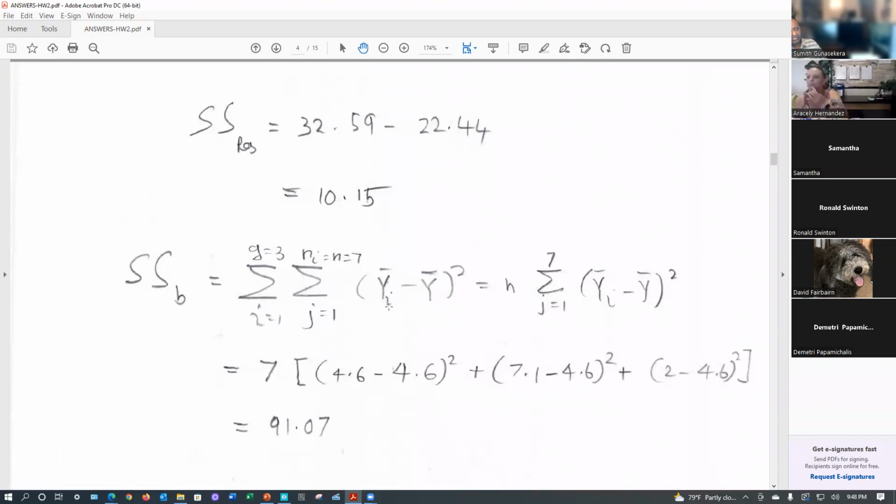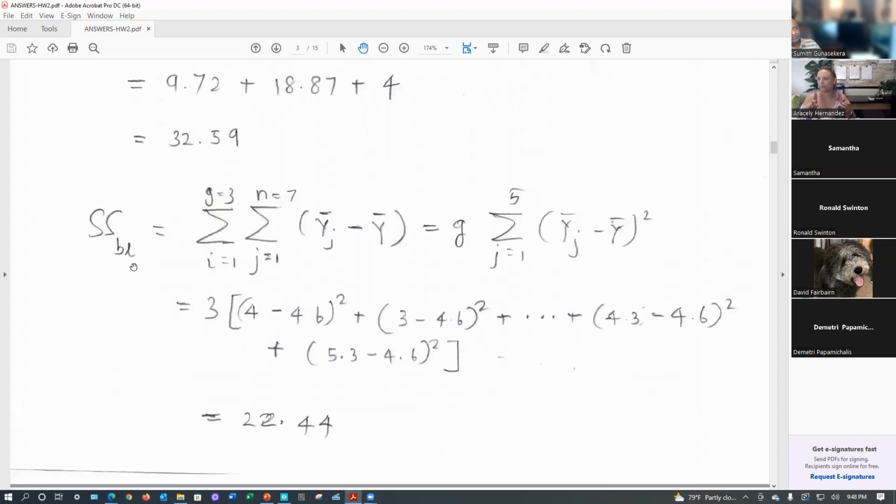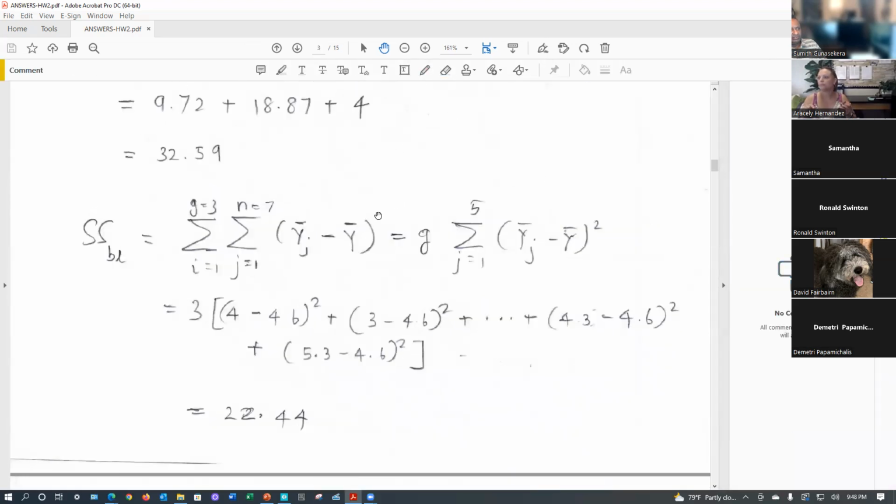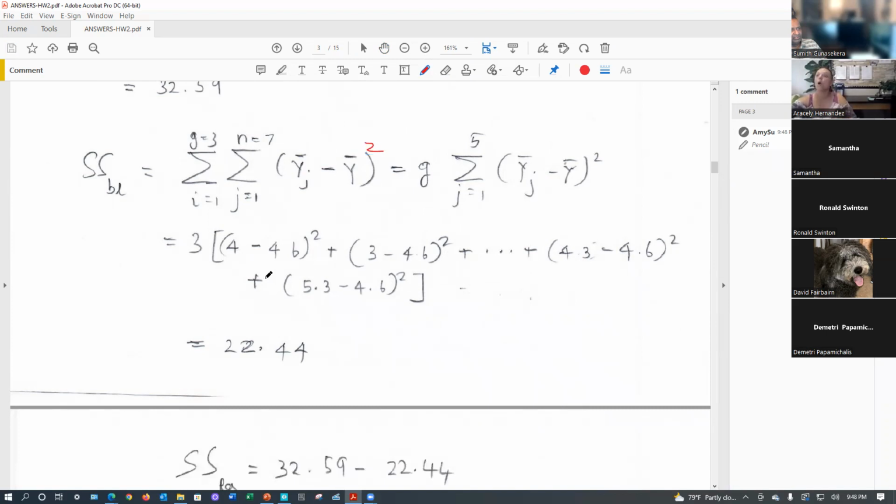Between is given by the column mean minus the grand mean, squared. Earlier, sum of squared block meant row means minus grand mean. Oh, sorry, here this should be squared. Okay, here squared. That should be squared. So that's for the block.